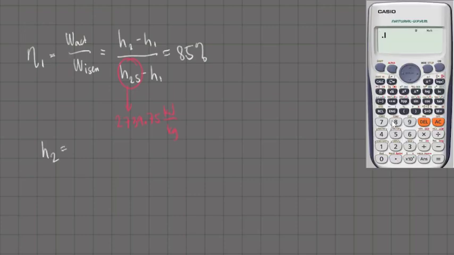That is 0.85 times 2739.75 minus H1. H1 is 3349.02 kilojoules per kilogram. And then we add the value of H1, 3349.02. Our H2 is 2831.14 kilojoules per kilogram. The same analysis can be applied to the second stage of the turbine.